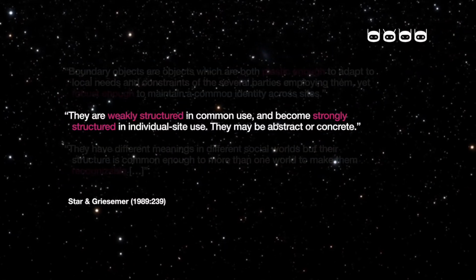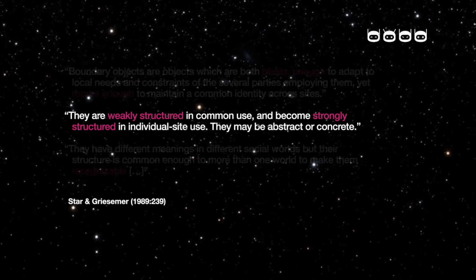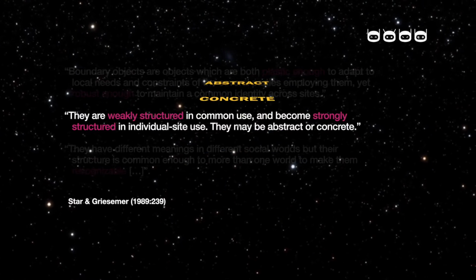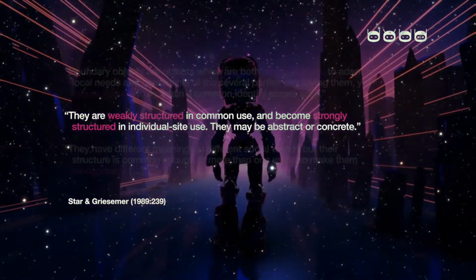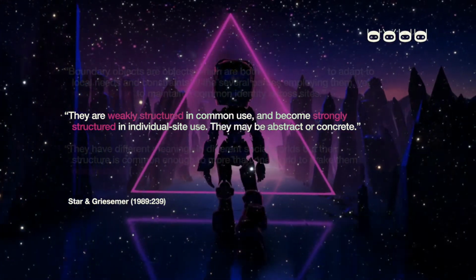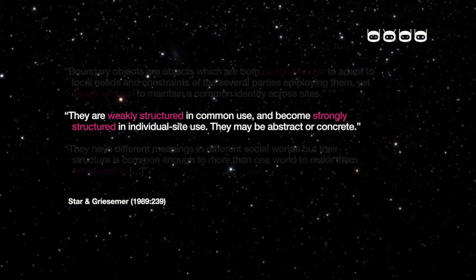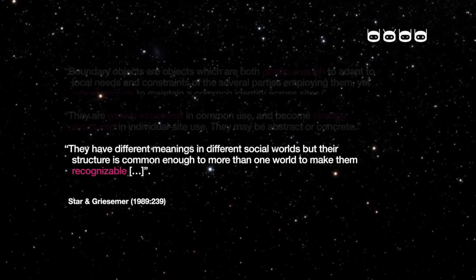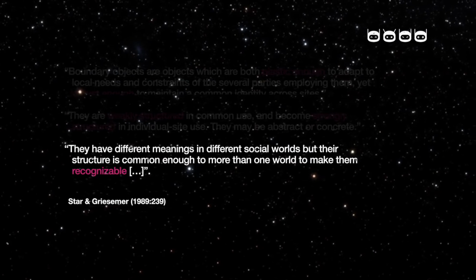Boundary objects are weakly structured in common use and become strongly structured in individual site use. They may be abstract or concrete. Yes, in some fields there is a very precise understanding of what AI is and what it does. But when we speak of AI in general and across scientific domains of expertise, it easily becomes abstract, because boundary objects have different meanings in different social worlds, but their structure is common enough to more than one world to make them recognizable.